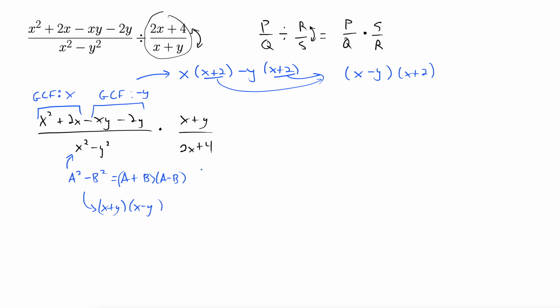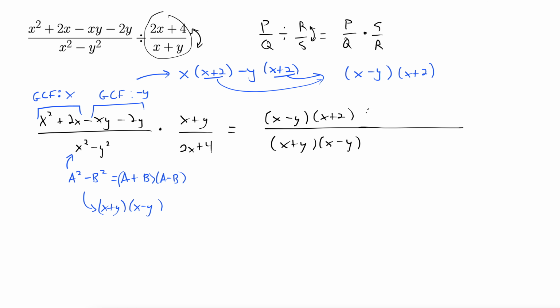Okay, so let's clean this up. It's starting to get a little busy here. So we have that 4th degree polynomial factored as x minus y, x plus 2. This difference of squares below it factored as x plus y, x minus y. And when you're multiplying two rational functions, you just combine them all on the same levels of top and bottom here.